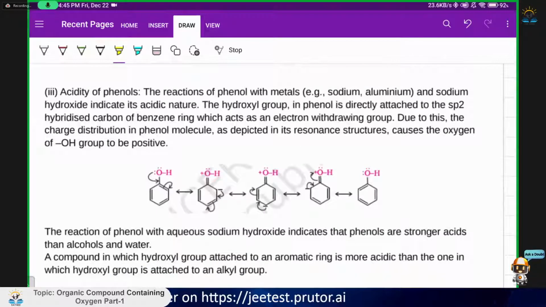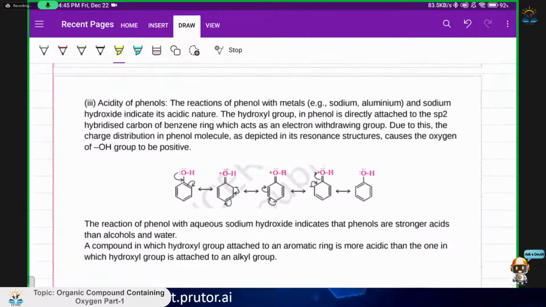Acidity of phenols. The reactions of phenols with metal and sodium hydroxide indicate its acidic nature. The hydroxyl group in phenol is directly attached to the sp2 hybridized carbon of the benzene ring, which acts as an electron withdrawing group. Due to the charge distribution, the phenol molecule has the oxygen of the OH group to be positive.